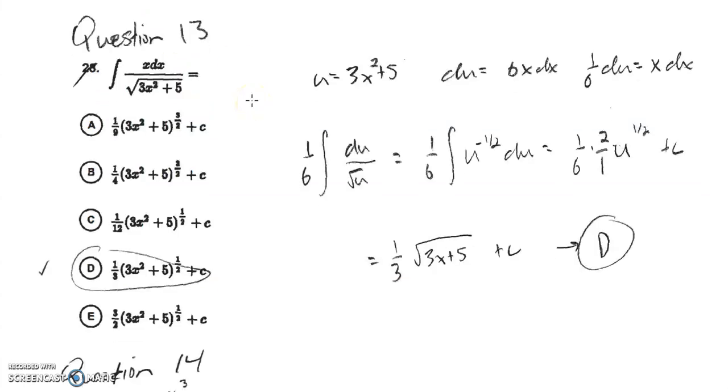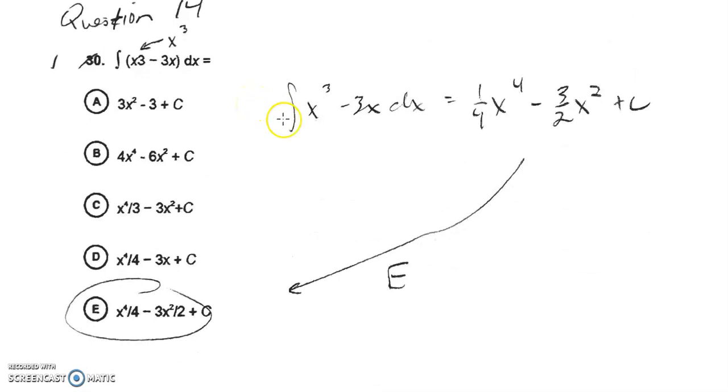All right, here comes your answer. The integral of x cubed minus 3x dx is 1/4 x to the 4th, that's power rule, minus 3 over 2 x squared plus c. So my answer is E. I hope you got that one.